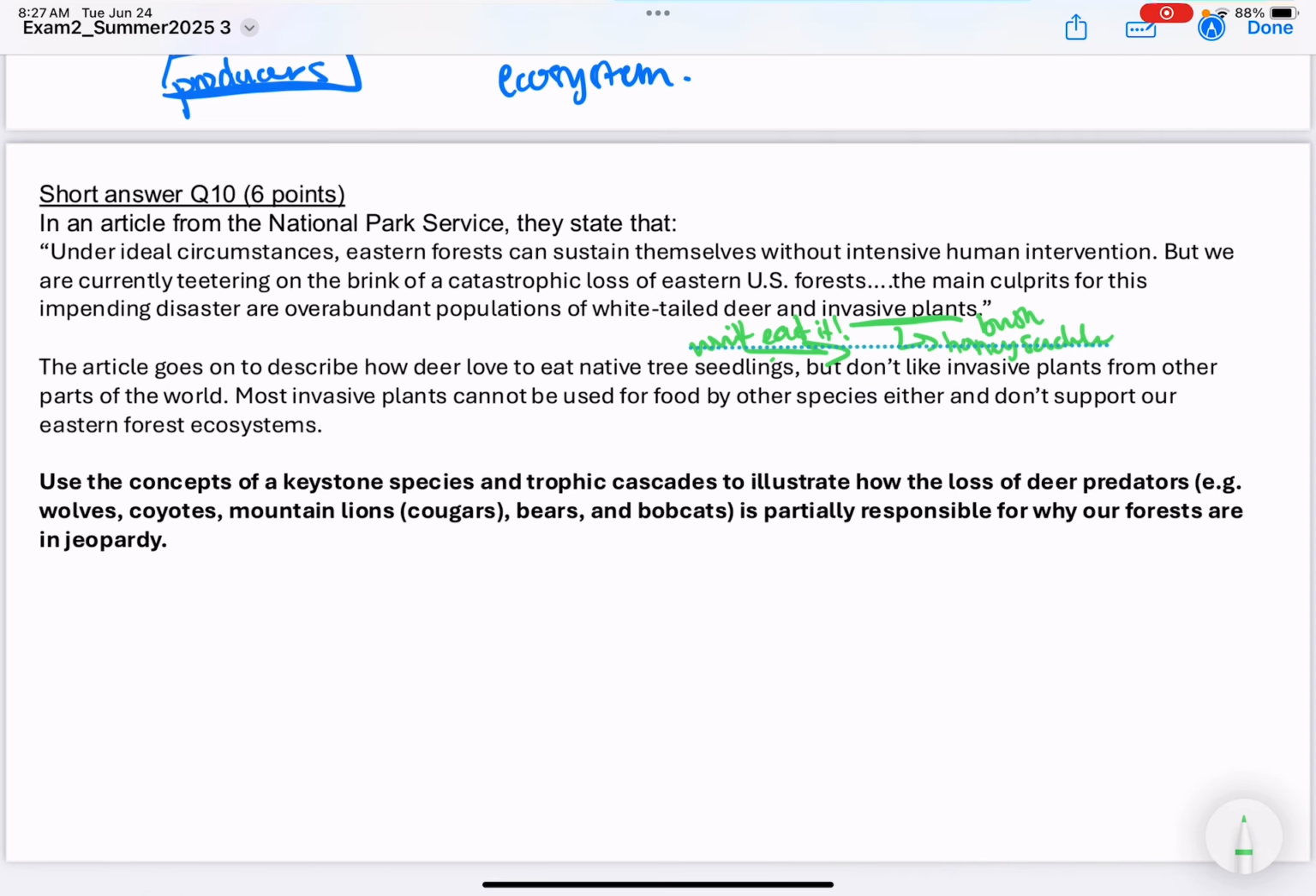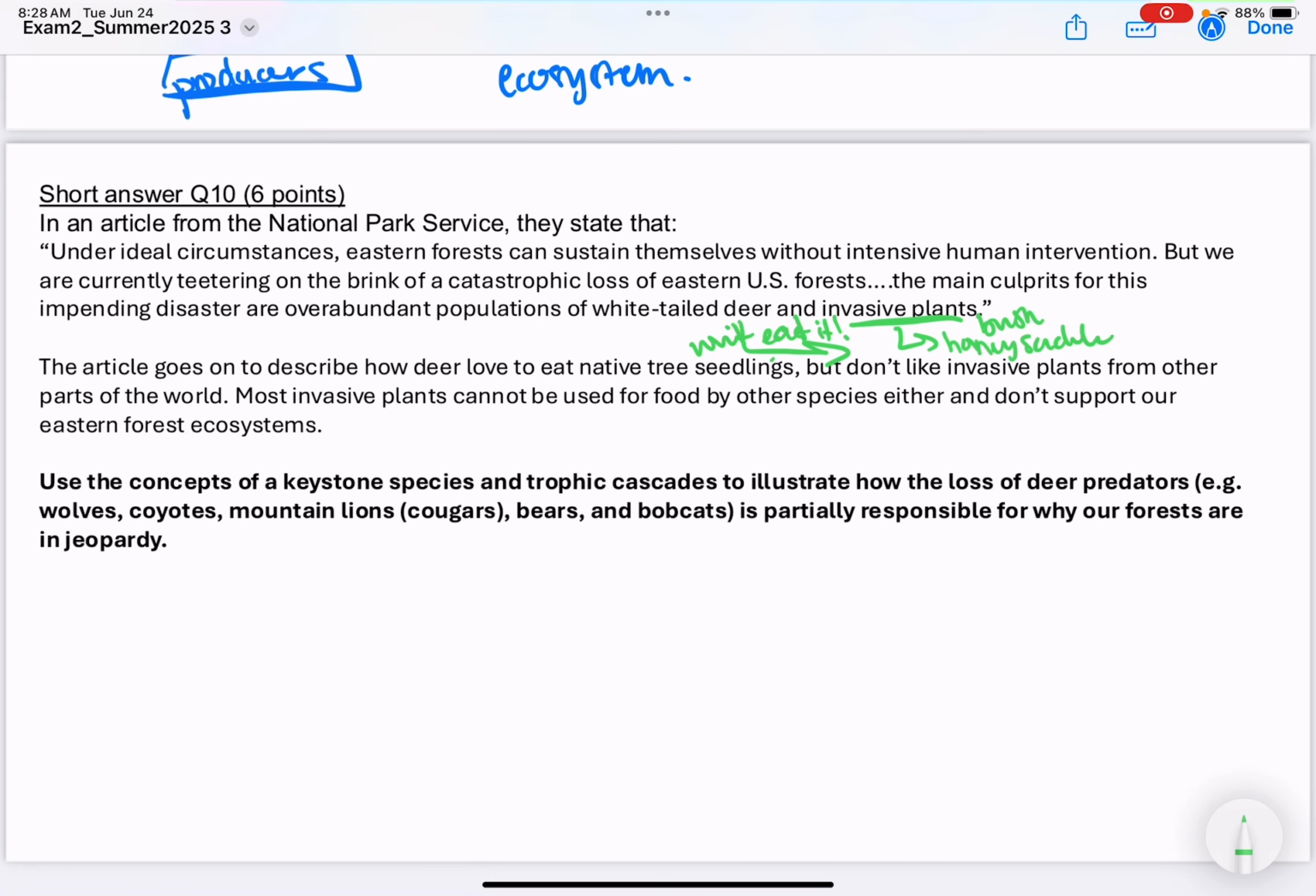The article goes on to describe how deer love to eat native tree seedlings but don't like the invasive plants from other parts of the world. Most invasive plants cannot be used for food by other species either and don't support our eastern forest ecosystems. So those honeysuckle berries aren't as nutritious as they need to be for our birds, and also there's not as many caterpillars and things on them compared to native species, okay? So use the concepts of keystone species and trophic cascades to illustrate how the loss of deer predators like wolves, coyotes, mountain lions, cougars, bears, and bobcats is partially responsible for why our forests are in jeopardy.